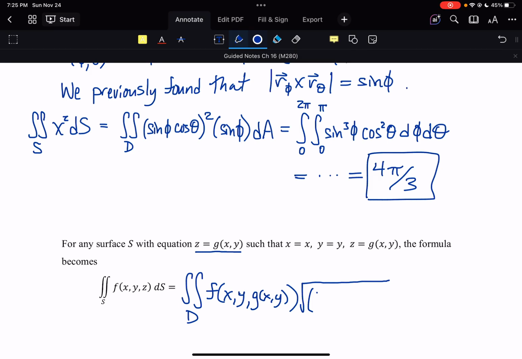the square root of 1 plus the partial of z with respect to x squared, plus the partial of z with respect to y squared, dA. The order doesn't really matter.